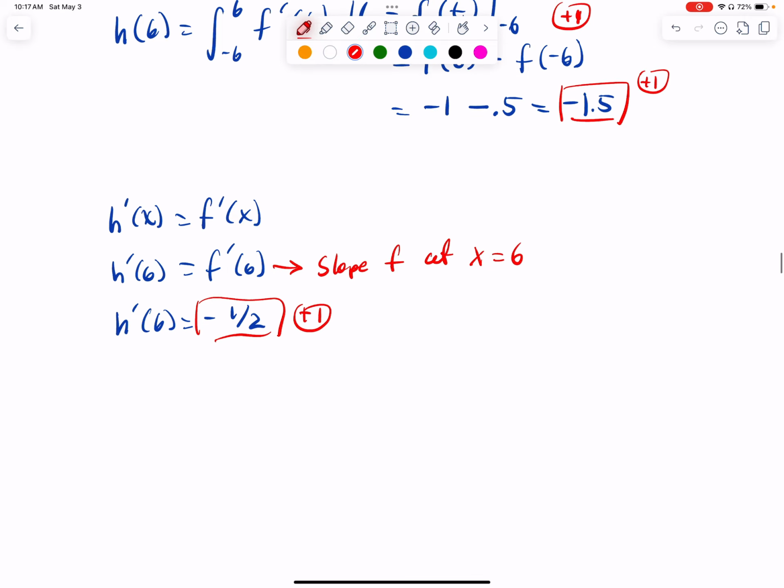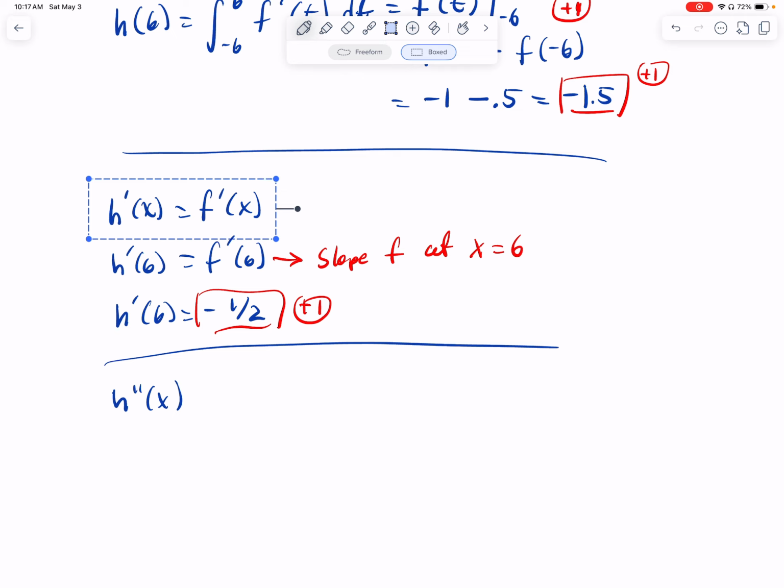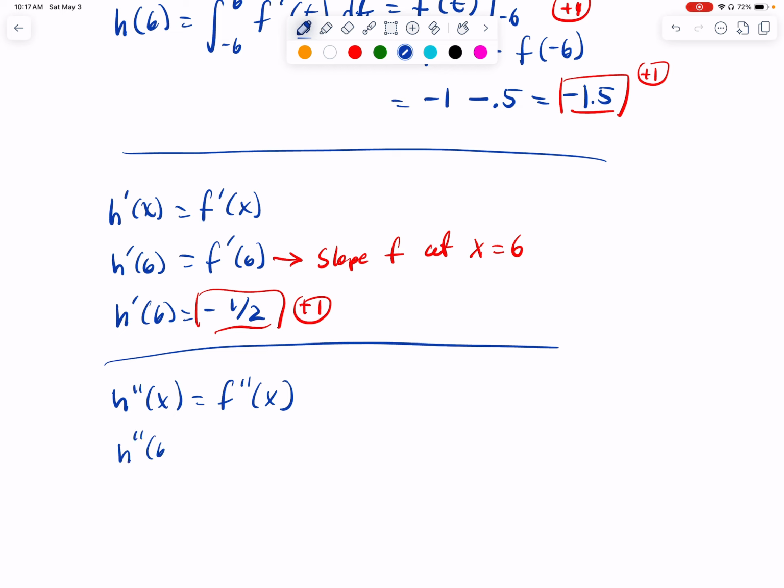Okay, that's got to be a point, of course. And we have one more, which I believe was h double prime of 6. Well, just like before, let's find h double prime of x first. And if I just piggyback on this one, if I take the derivative of h prime, I should get the derivative of f prime, which is f double prime of x. Okay, so now I'll go ahead and plug in 6, f double prime of 6.